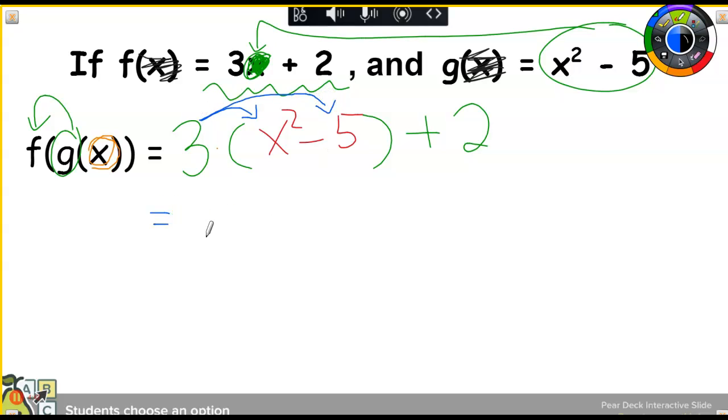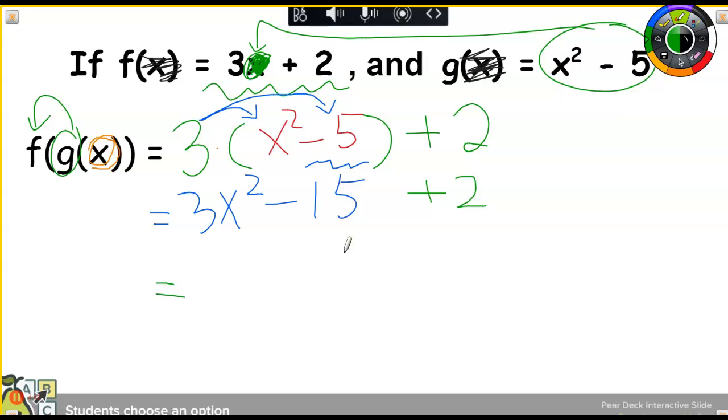Okay? So first arrow, 3 times x squared is 3x squared. Second arrow, 3 times negative 5, this is negative 5, okay? 3 times negative 5 is negative 15. And don't forget, you have a plus 2 on the back you haven't touched. Bring it down. So here you get rid of the parentheses.